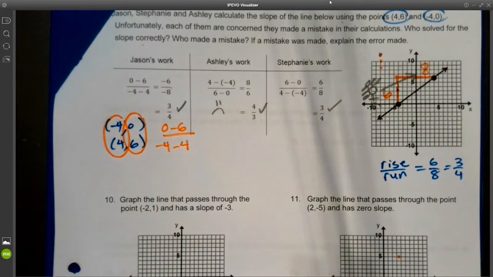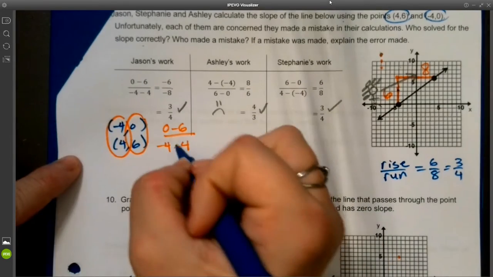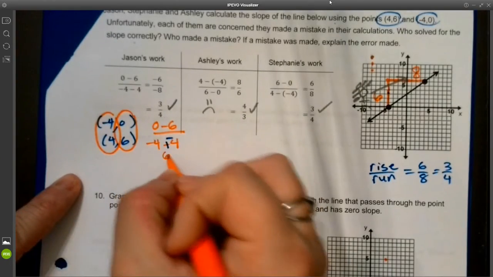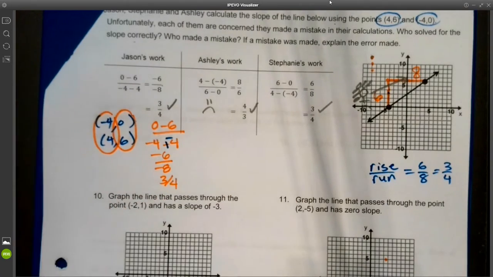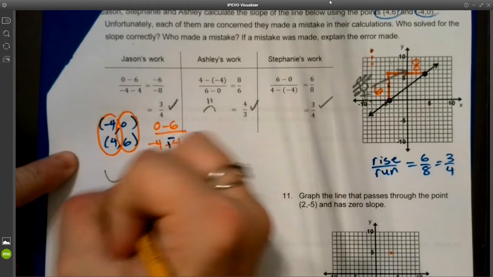And as I look at Jason's work, he did that. He did 0 minus 6. He did -4 minus 4. Awesome blossom. And he got -6 over -8, which is definitely 3/4. So you know what, Jason? I'm going to give you the smiley on that. I like that. That's going to work.